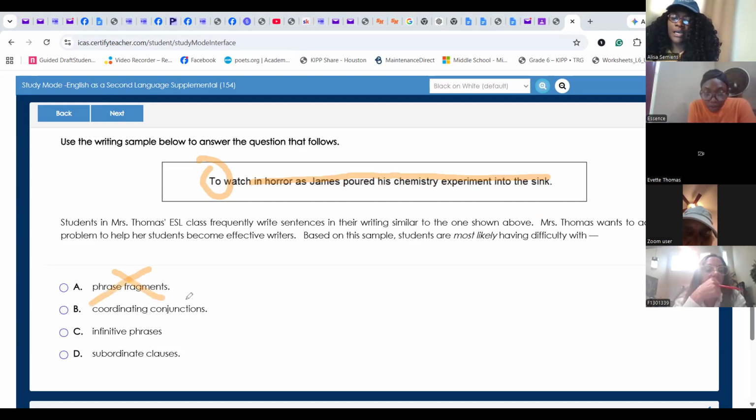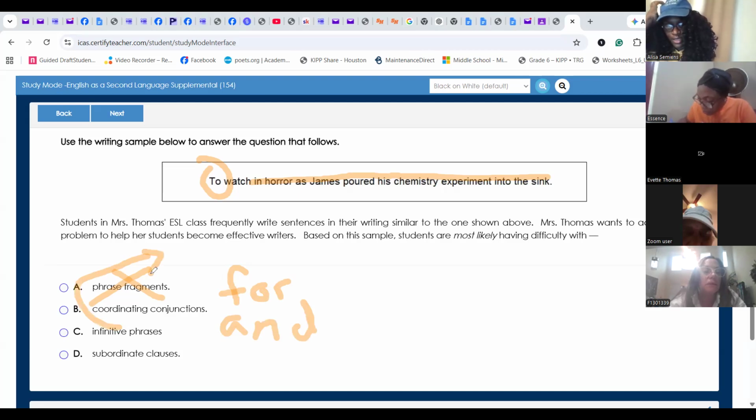A coordinating conjunction, you think about FANBOYS, so like for, nor, you think about and, right? So those are conjunctions. An infinitive phrase always starts with to, and then there is a verb. It is a phrase, right? So it is not a complete sentence. And so it's going to be C.